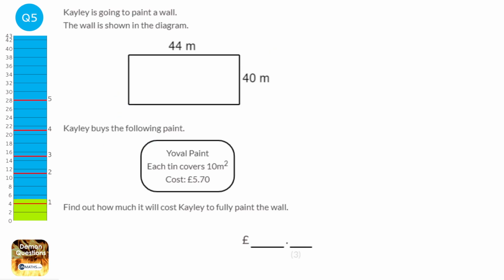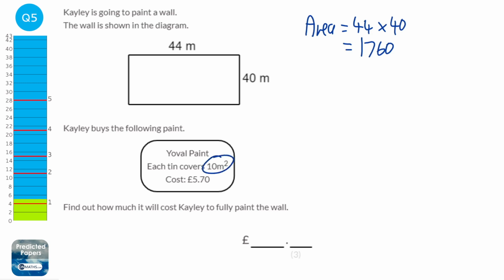First thing we need to do is work out the area of the wall. And so to do that, we're just going to multiply the 44 by the 40. So 44 times 40 is 1,760. And next thing we notice is that each tin covers 10 meters squared.